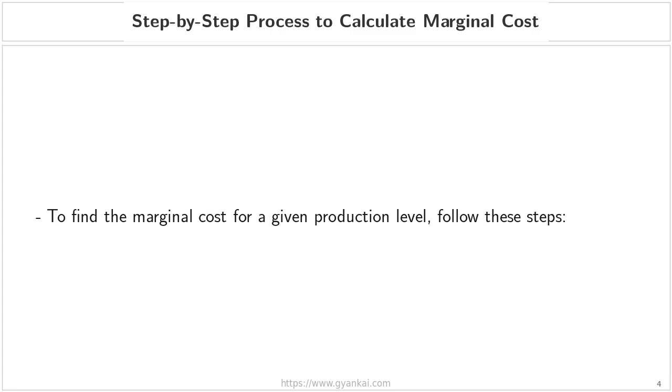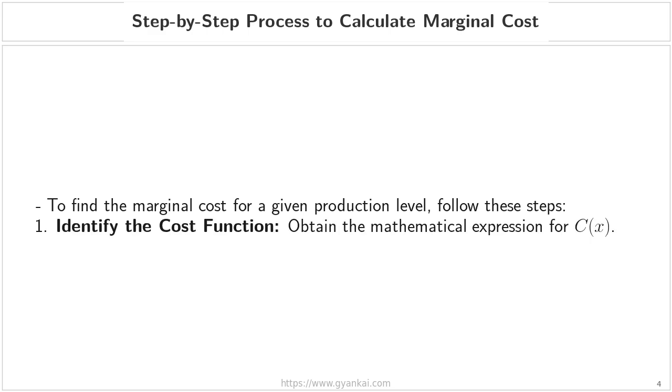Step-by-step process to calculate marginal cost. Now that we have established the theoretical definition of marginal cost, let's walk through the practical process of how to calculate it. To find the marginal cost for any given production level, you should follow these 4 systematic steps. First, you must identify the cost function. This means obtaining the specific mathematical expression, which we denote as C of X, that represents the total cost of production.